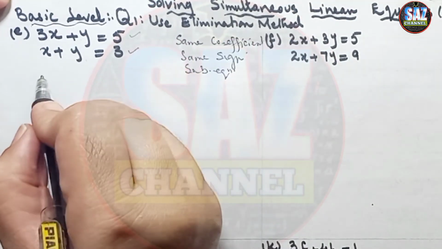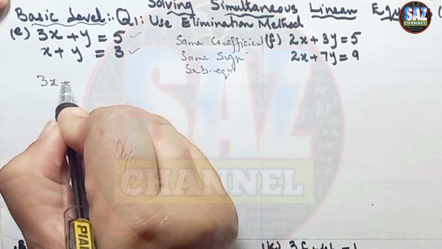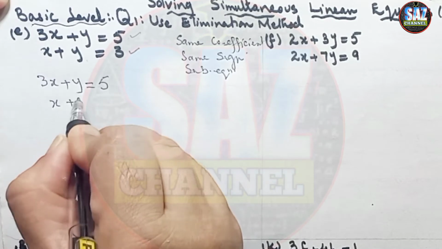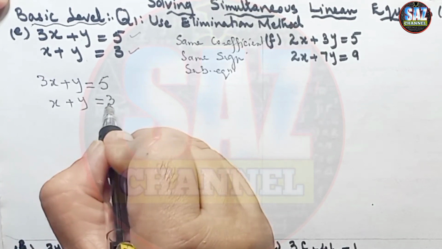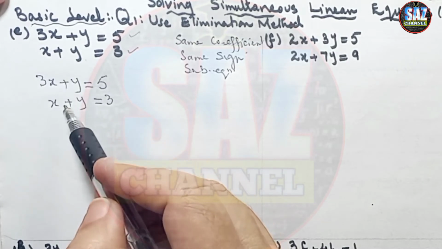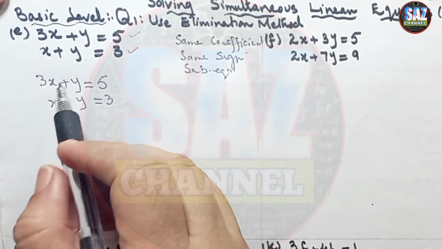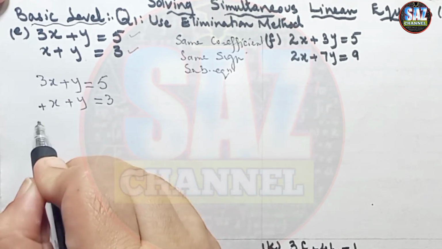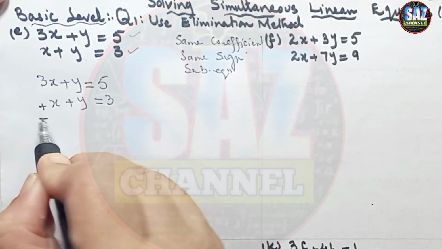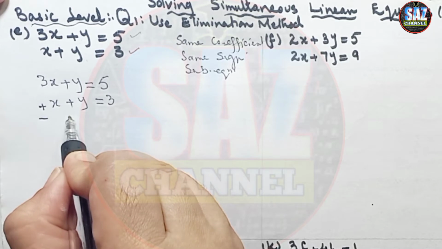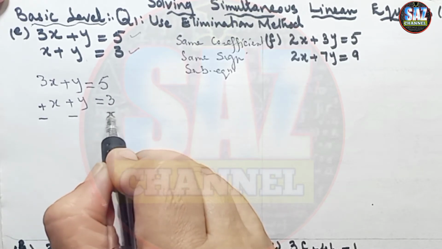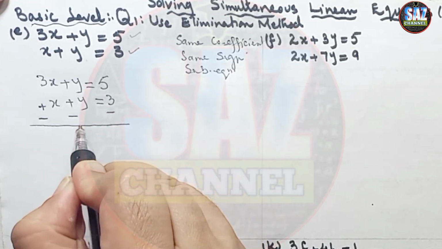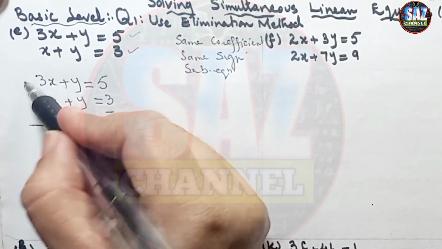Now, if we write the question again, this is 3x plus y equals 5 and x plus y equals 3. As the coefficients and signs are both the same, in order to get rid of one of the variables, I have to change the sign of the second equation. As this is a positive sign, after changing the sign it will become negative. This will also become negative, and actually we are subtracting these two equations, and now I have to solve equation 1 and equation 2 with the new signs.